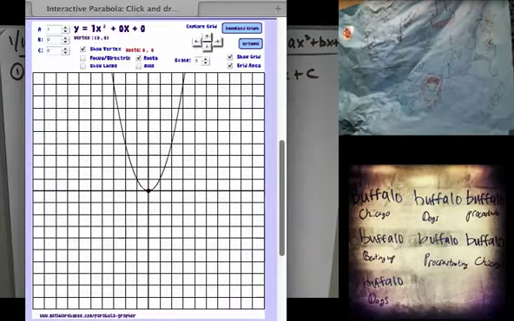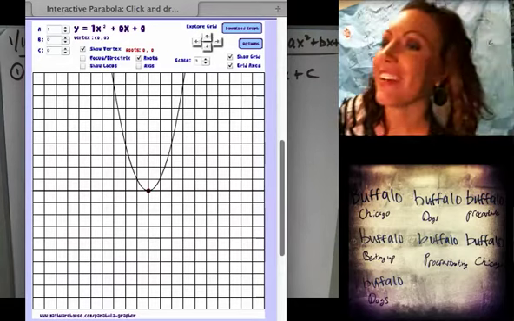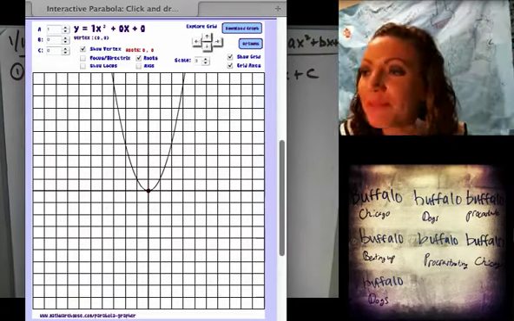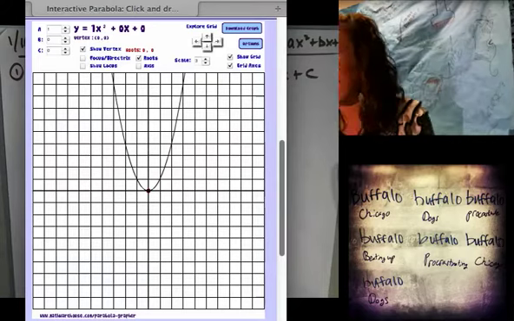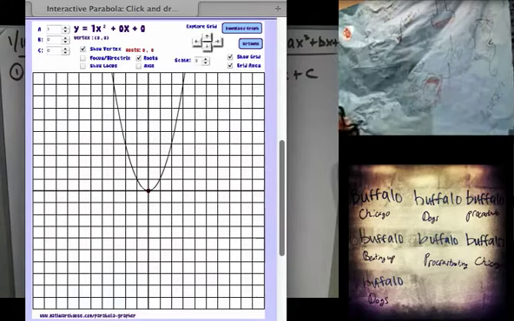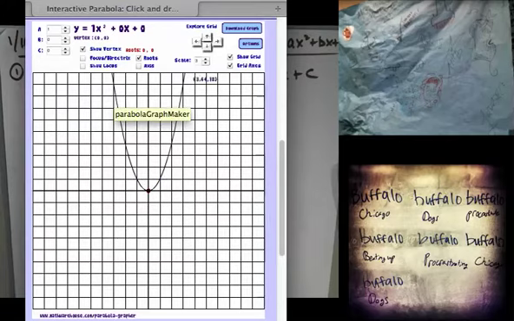Okay, so here we go. Can you all see that okay? You have a parabola. The parabola right now goes through 0, 0, and you can see up at the top here, y equals 1x squared plus 0x plus 0. Okay, so what we're going to do is change the value that's in front of the x squared. That's the a value.